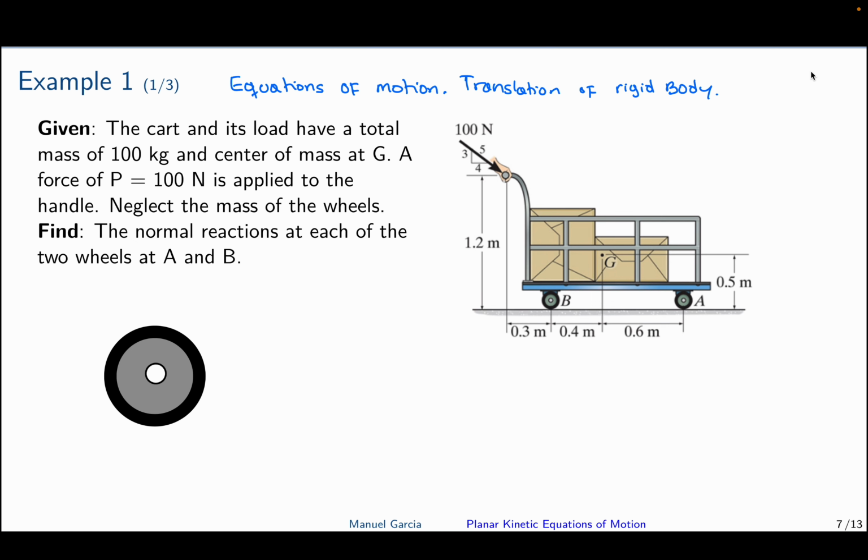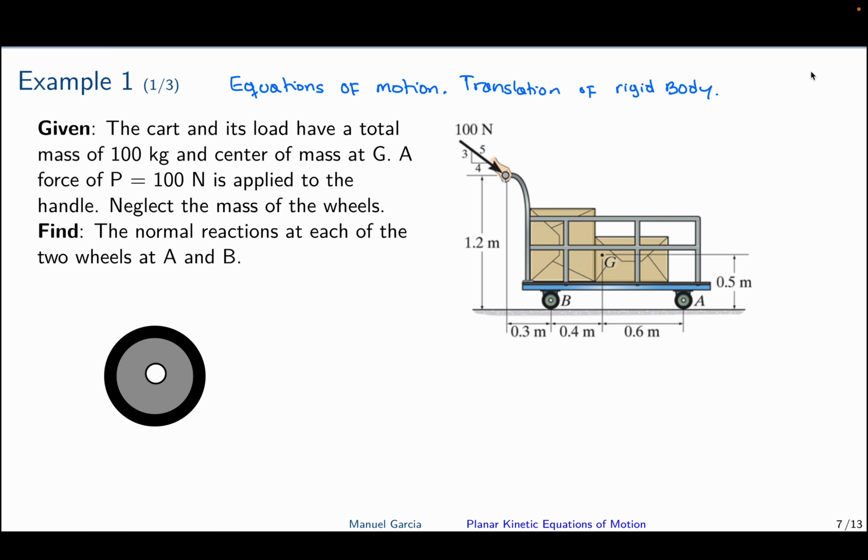This is section 17.3, equations of motion, translation of a rigid body. In this example, we have a cart, and the cart has a total load of 100 kilograms, so this is the load. And the center of mass is located at this point, so the distance is given by these coordinates, and the height is 0.5 meters from the ground.